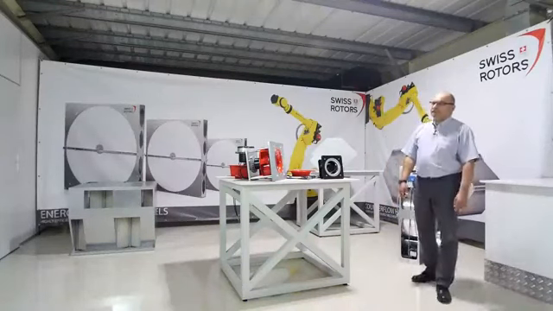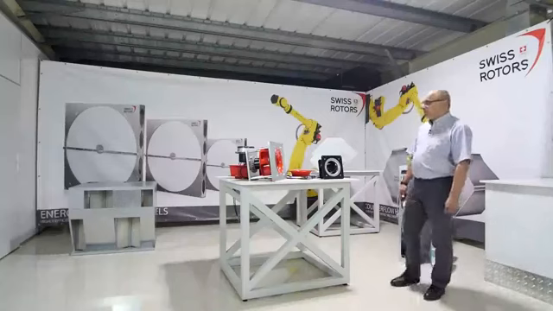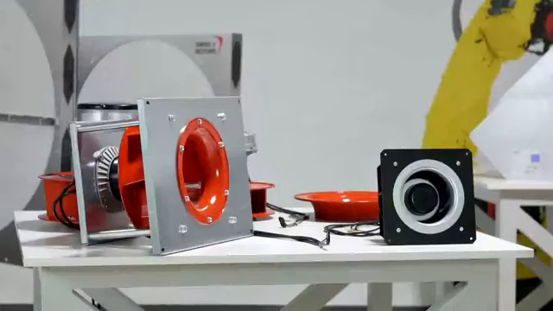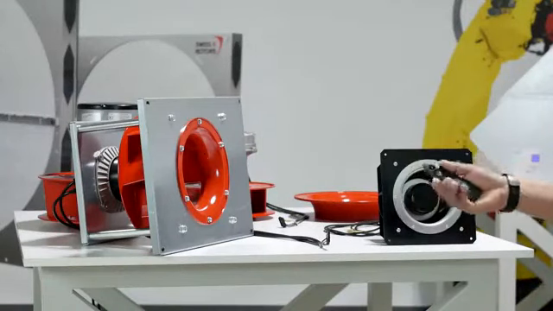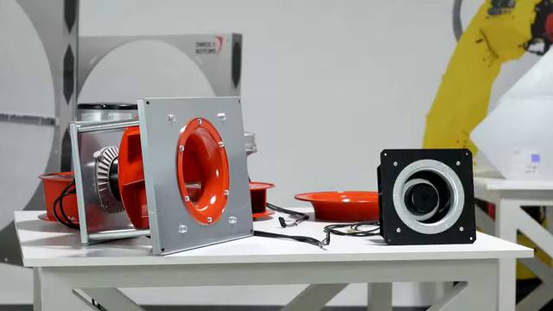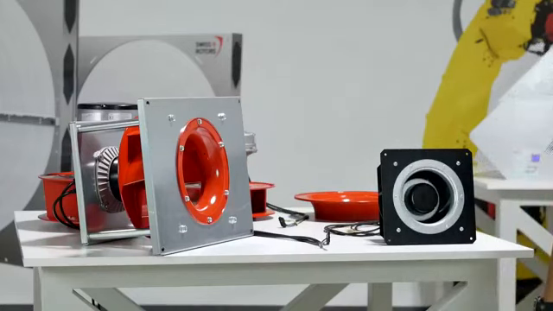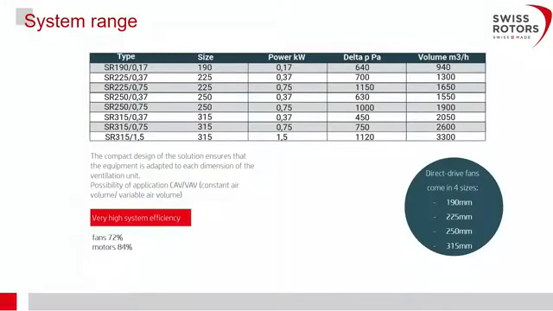So the fan itself has around 72% efficiency and the motor around 84% efficiency. And the air volume for this single fan solution, if somebody would like to install a single one, is from around 900 cubic meters per hour up to more than 3,300 cubic meters per hour. And of course, those data and the pressure drop, which we are showing in the table, are for the optimum working area when you have the highest efficiency.